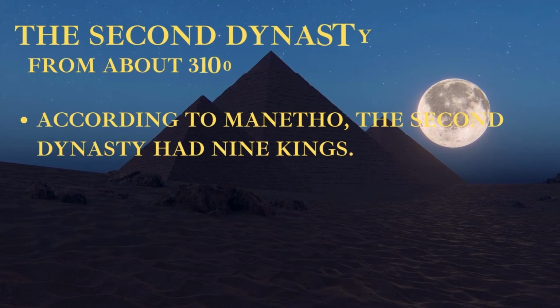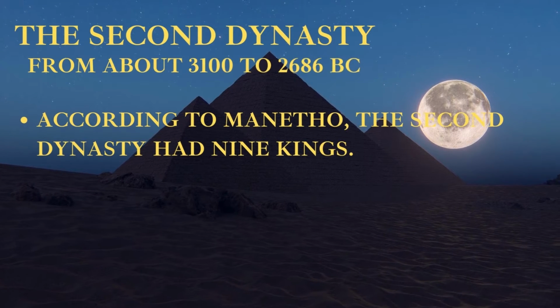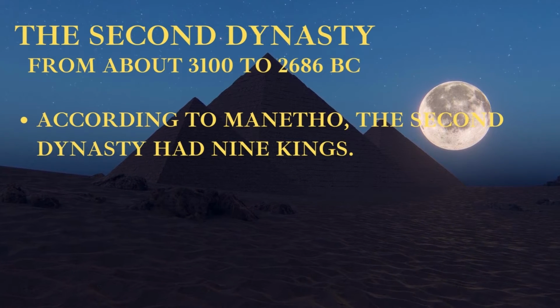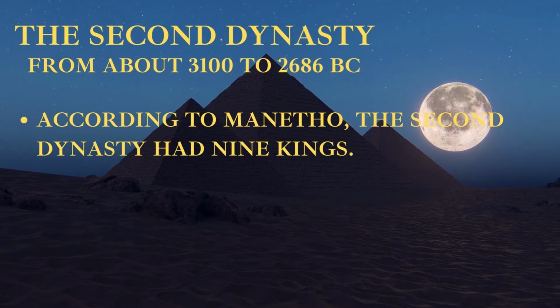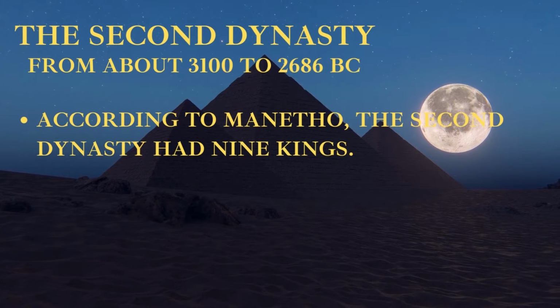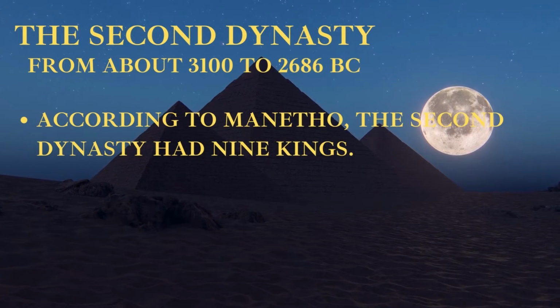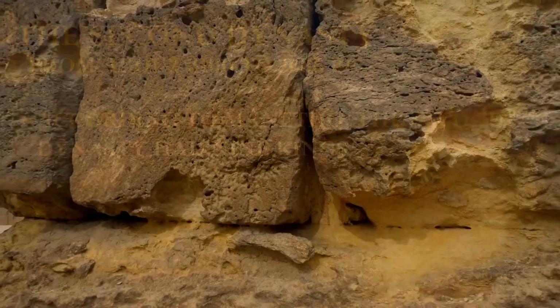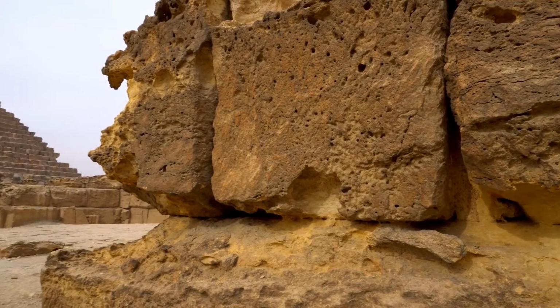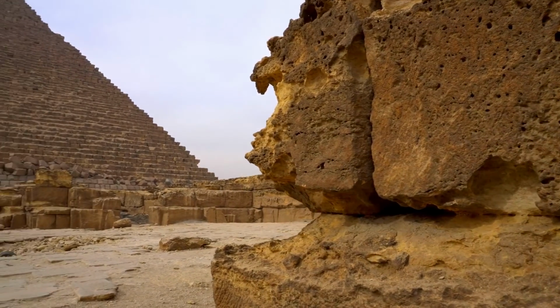According to Manetho, the Second Dynasty had 9 kings. The Turin Papyrus and the Saqqara list also confirm it. The First and Second Dynasties seem to have ruled Egypt from about 3100 to 2686 BC, but the amount of information available in literature about these two dynasties is very little.